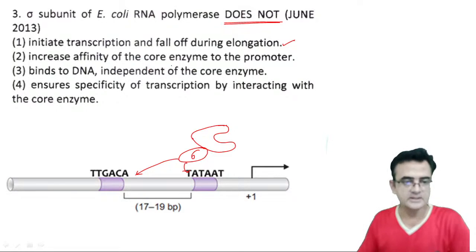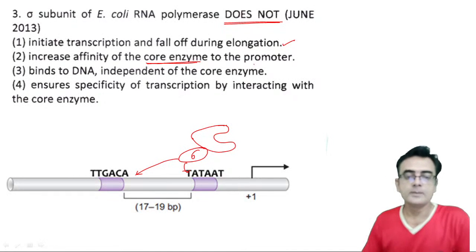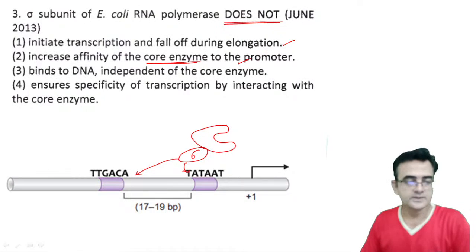They are having increased affinity of the core enzyme, right? Sigma factor. Then only they can form the holoenzyme, to the promoter. So this is correct. So it binds to DNA independent of the core enzyme. No, this is not correct.